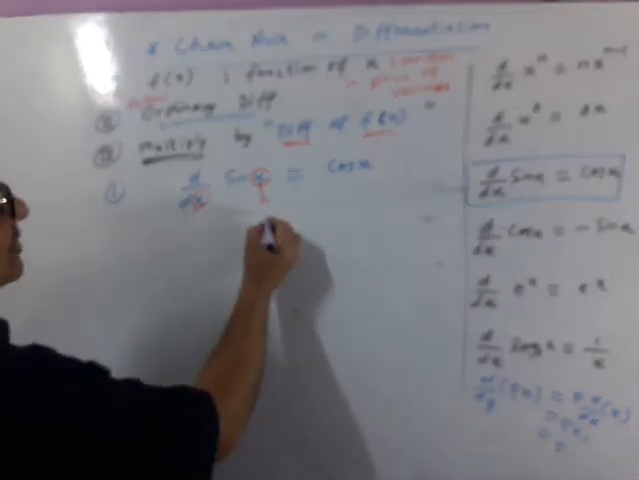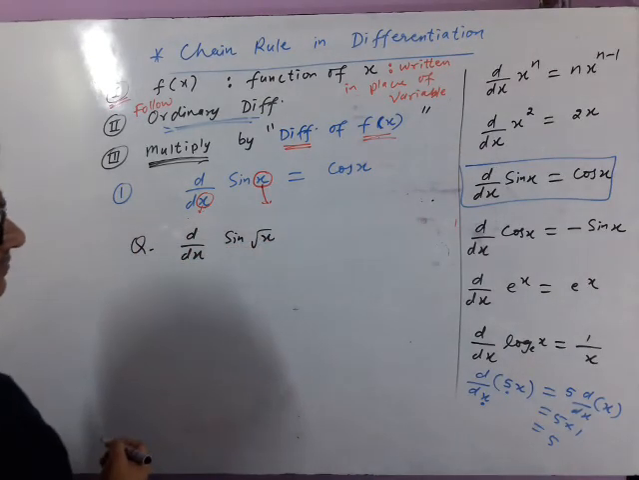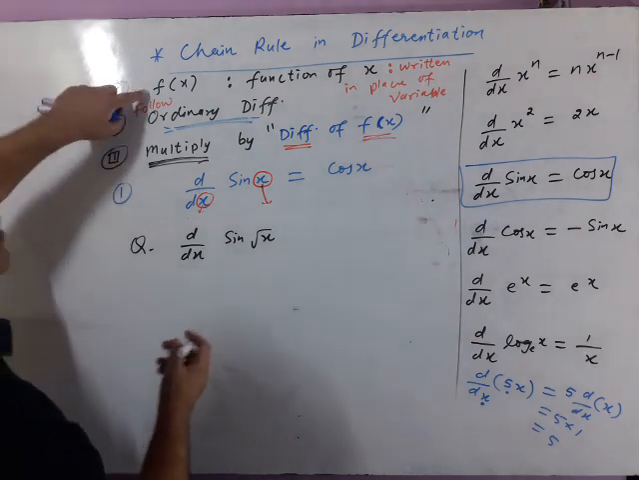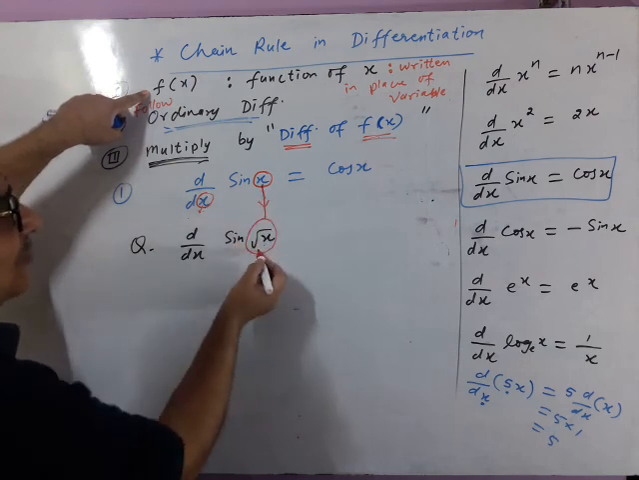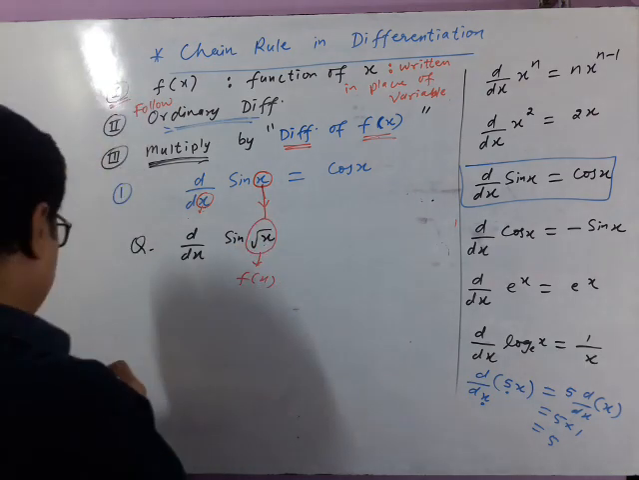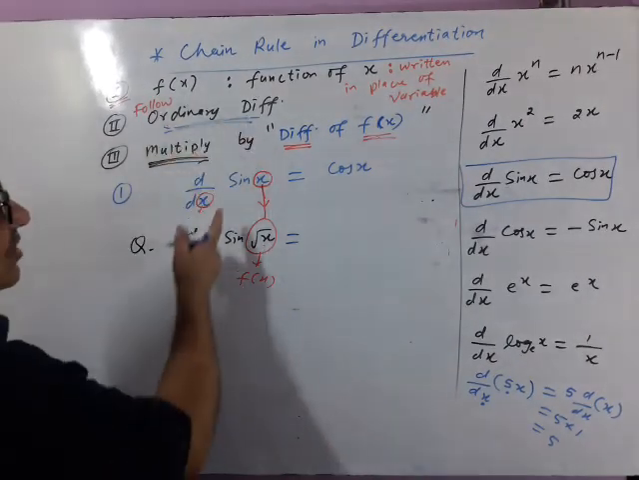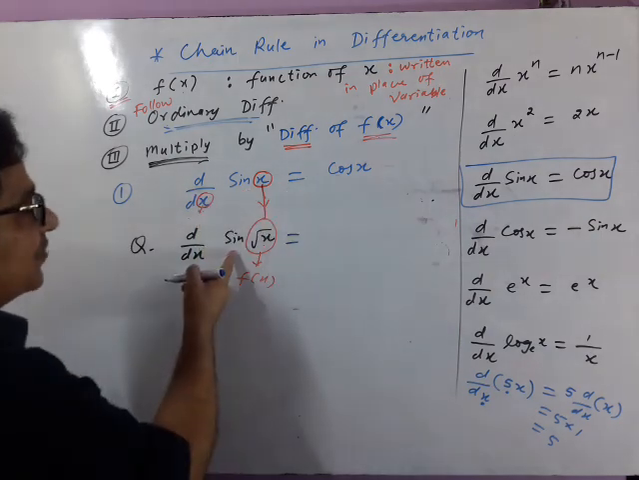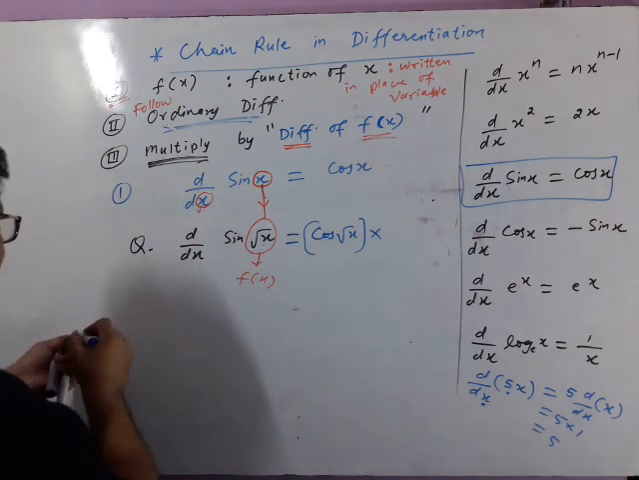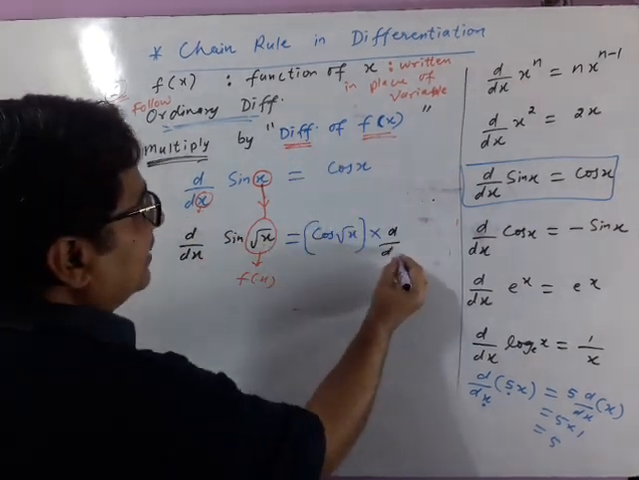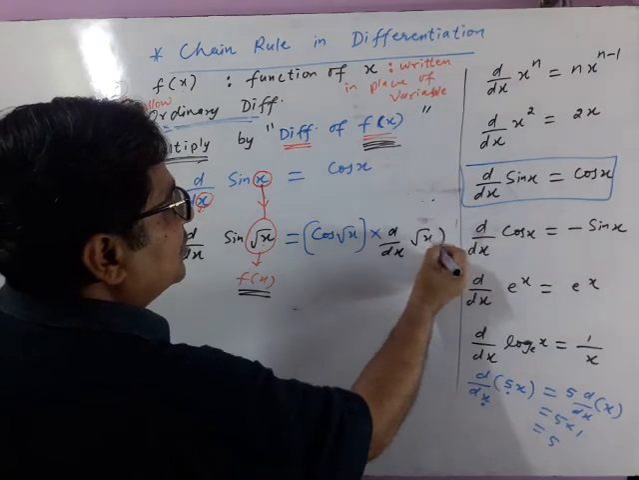Now see another question based on the same. Differentiation of sin root x. Again step number 1. What is the function of x? It is root x written in place of x. This is the function of x. Then after recognizing the function of x, follow ordinary differentiation. Differentiation of sin x is cos x. So differentiation of sin root x is cos root x. Multiply. Step number 3. Differentiation dy dx of the function of x. Now the function of x is root x. So differentiate root x.